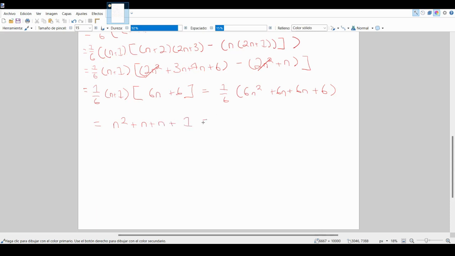Now all of these 6's cancel out, so we'll have n squared plus n plus n plus 1 equals n squared plus 2n plus 1, which equals n plus 1 squared. So we have proven what we have wanted using induction. Therefore, we are done.